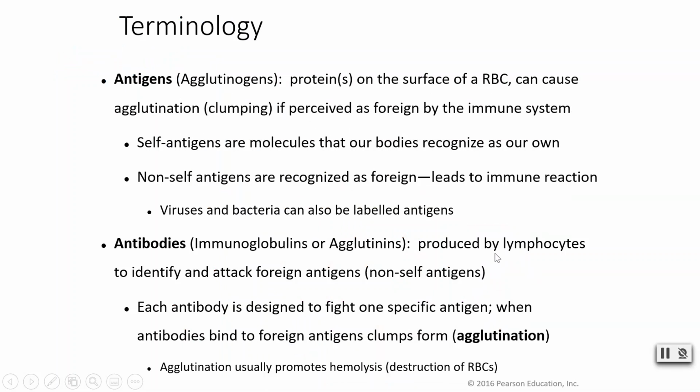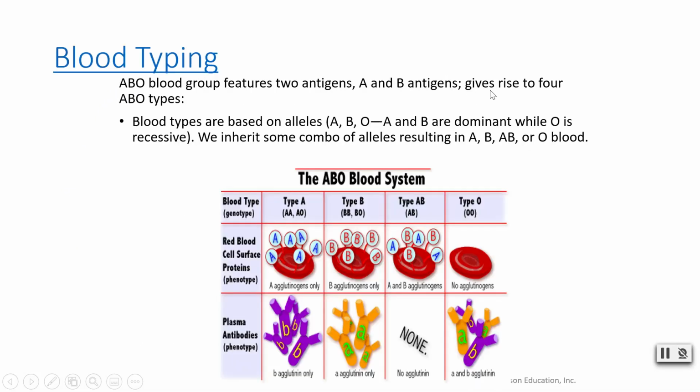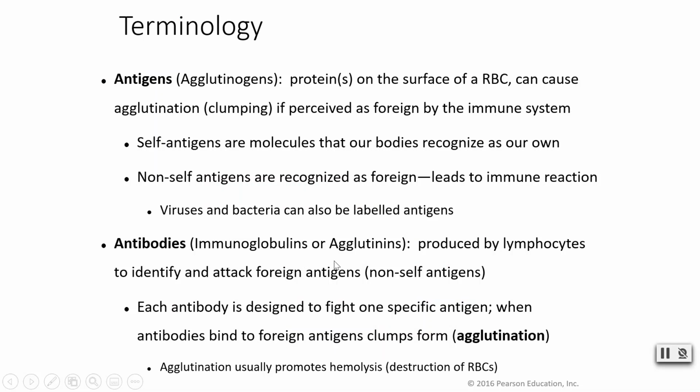Now, in addition to having antigens, and keep in mind, antigens are what are on the surface of the red blood cell. So if we go back to our image, these A's and these B's, these are all on your little red blood cells. Okay? That's different than antibodies. Okay? Antibodies are created by your lymphocytes, your B lymphocytes, specifically B cells. Their job is to identify and attack foreign antigens, those non-self antigens.